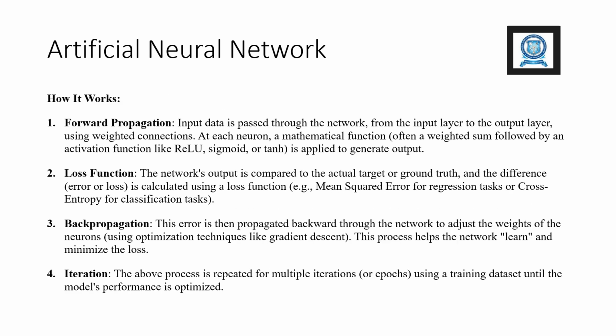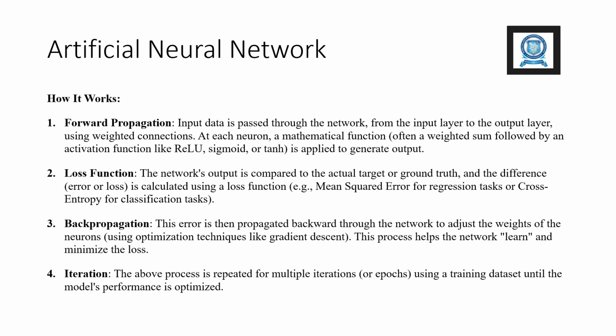Next one, the working principle of ANN. First step, forward propagation. Input data is passed through the network from input layer to the output layer using weighted connections. At each neuron, a mathematical function is applied to generate output. Second step, loss function. The network's output is compared to the actual target or ground truth, and the difference is calculated using a loss function.